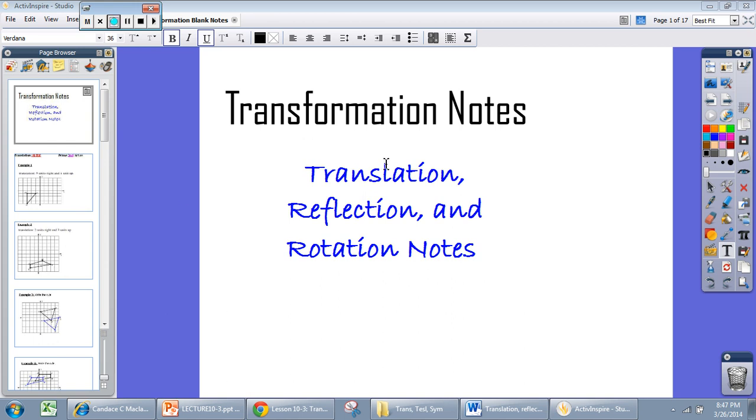Okay, these are your transformation notes. Transformations include three different things. We have translation, reflection, and rotation. Okay, so let's just go ahead and jump in with the first one.